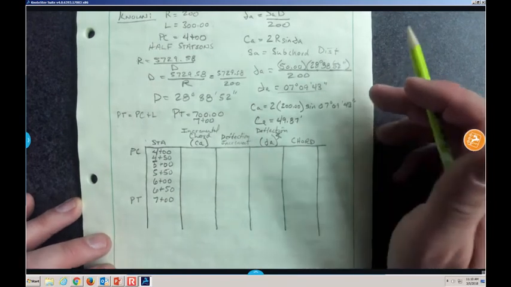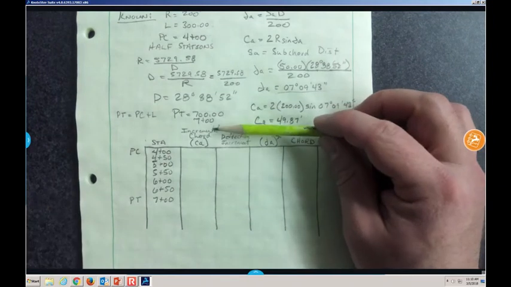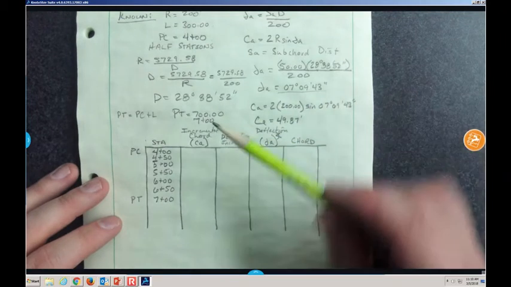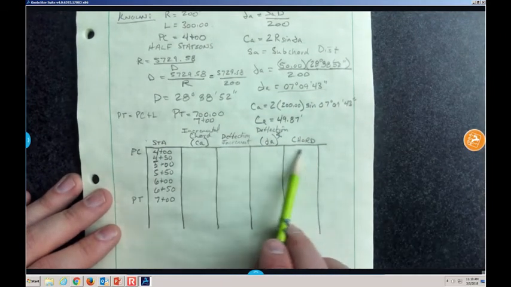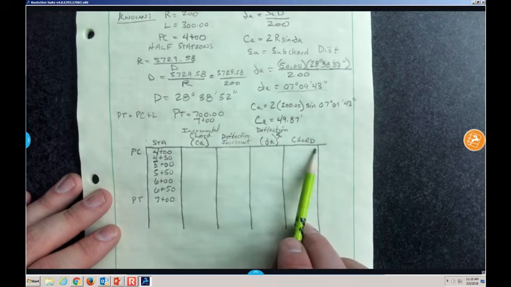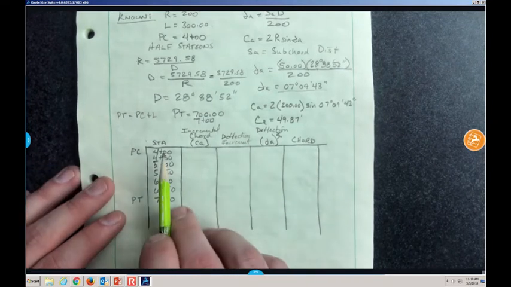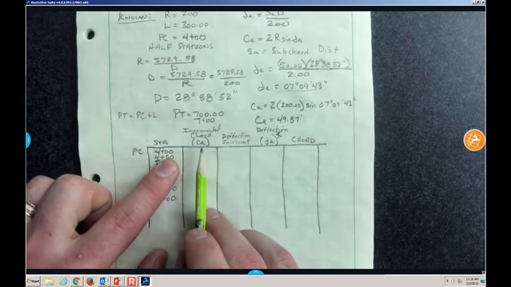Now let's talk about our incremental chord. Okay, so that subchord, that is the incremental chord, the CA value. Now, for the 4 plus 00 station, there shouldn't be anything across from that, because that's the PT. So there's not going to be anything across from that. But if I want to go out to 4 plus 50, what's my CA?